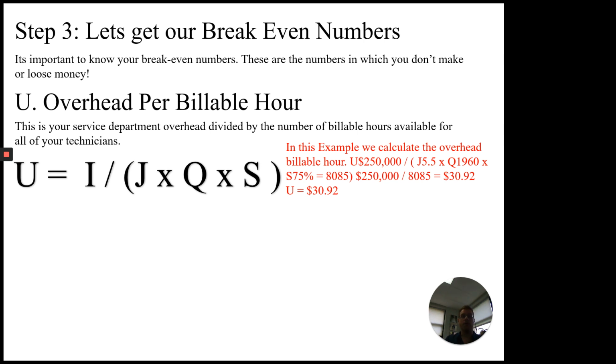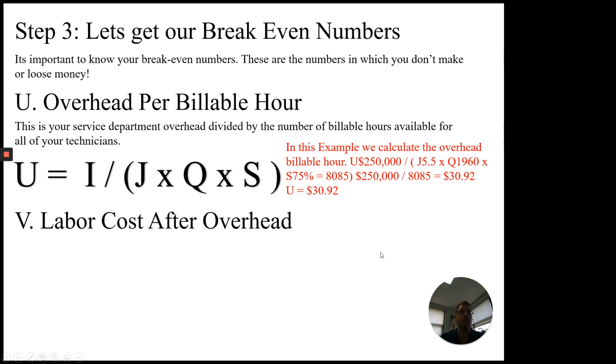So now you get 30.92. So U is 30.92. That means my service department costs me $30.92 to run per billable hour, excluding labor. I know, crazy, right? You ever look at it like that, break it down like that? That covers gas, trucks, dispatchers, service managers, the billing clerks, customer service, office admin, after hours, covers everything in $30.92 per hour. For you, write down your number.